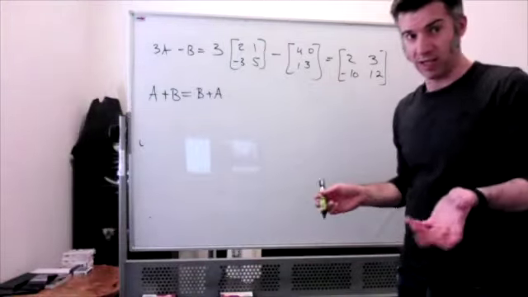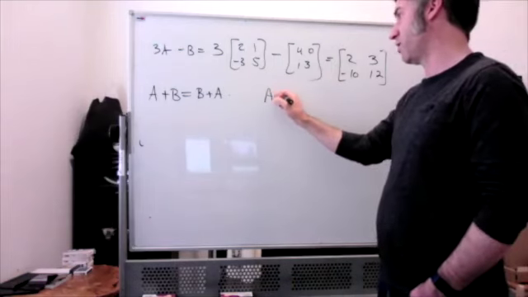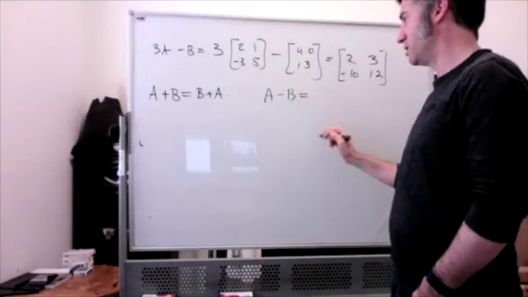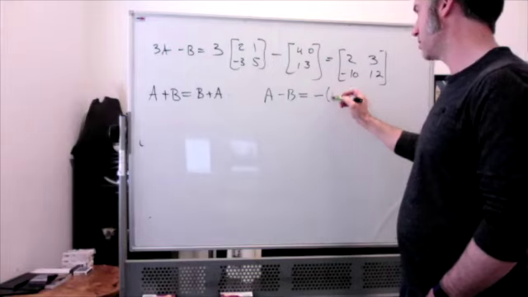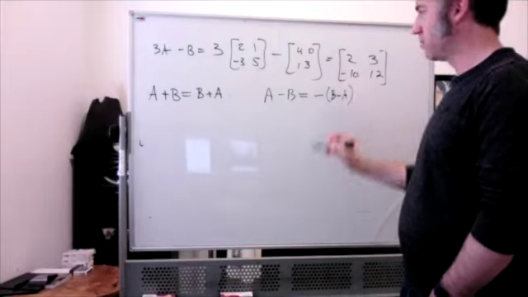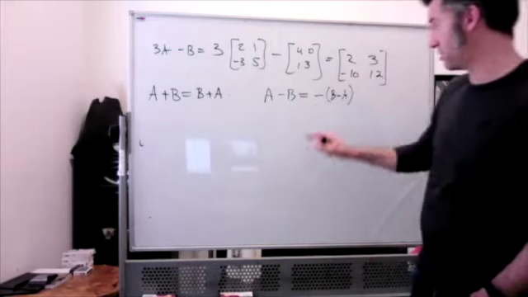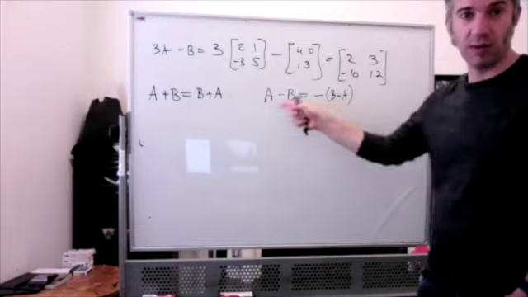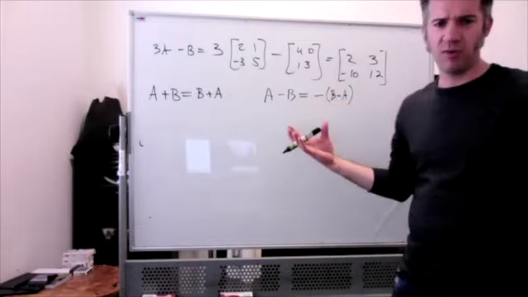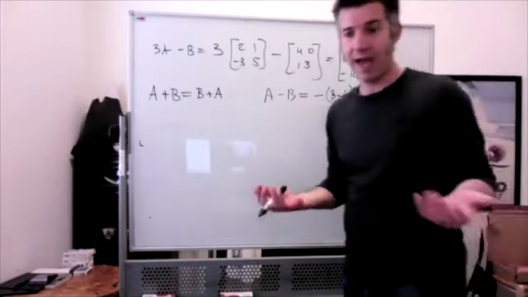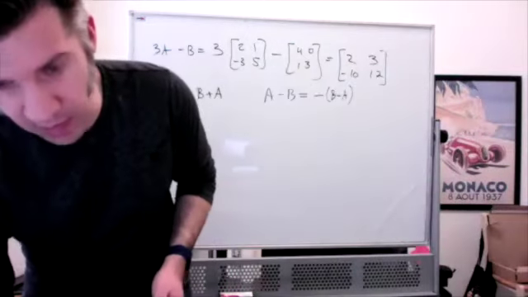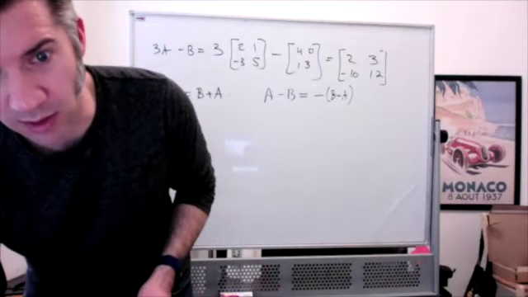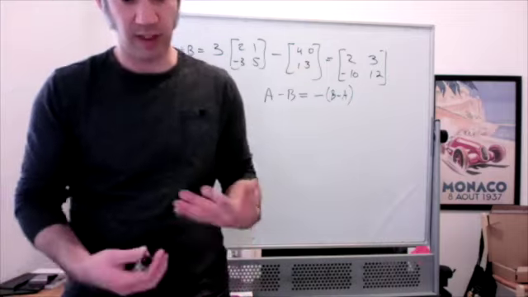And just like subtraction, right? Subtraction is not the same either way. In fact, if you do A minus B, it's equal to the opposite of B minus A, which again makes sense, right? Because that's just negative B plus A, which is A minus B. So addition, subtraction of matrices works as usual. The thing that I think people find challenging with matrix operations is matrix multiplication.